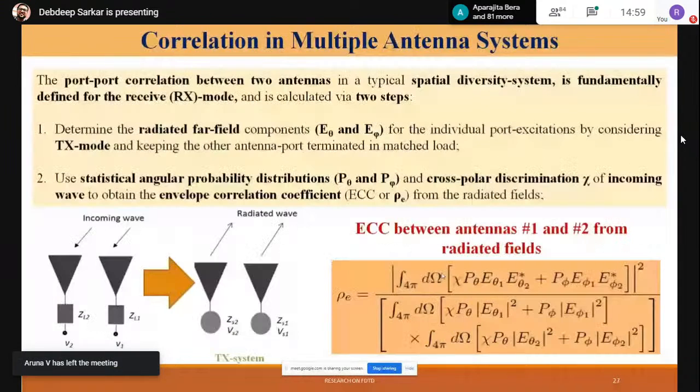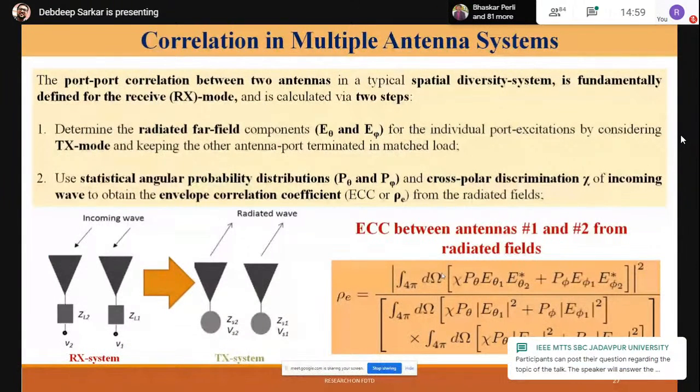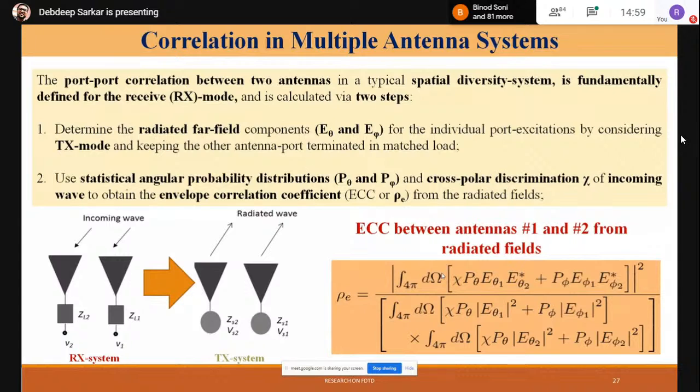So there are certain issues in this particular correlation coefficient evaluation. You can see that it is connected to the radiated fields and the incoming propagation parameters. One way people did it was that a lot of analysis assumed we are working in a uniform propagation environment, and when we did that, p theta and p phi both became 1 upon 4 pi, and this chi parameter became 1. So it simply reduced to the vector correlation of the far field.